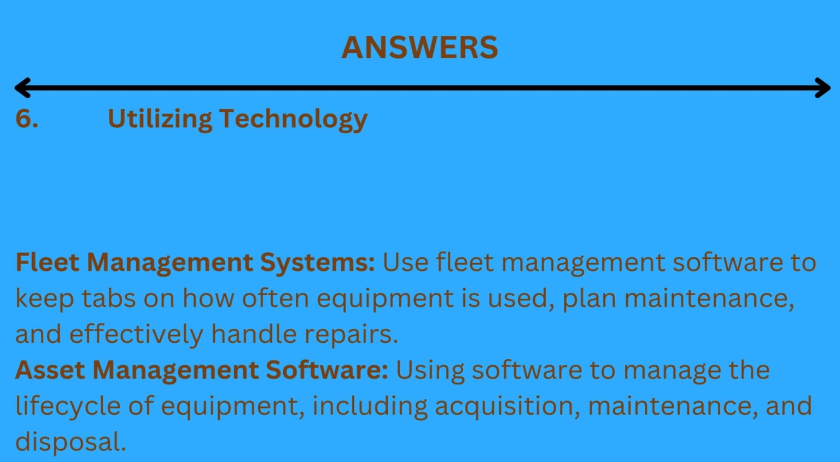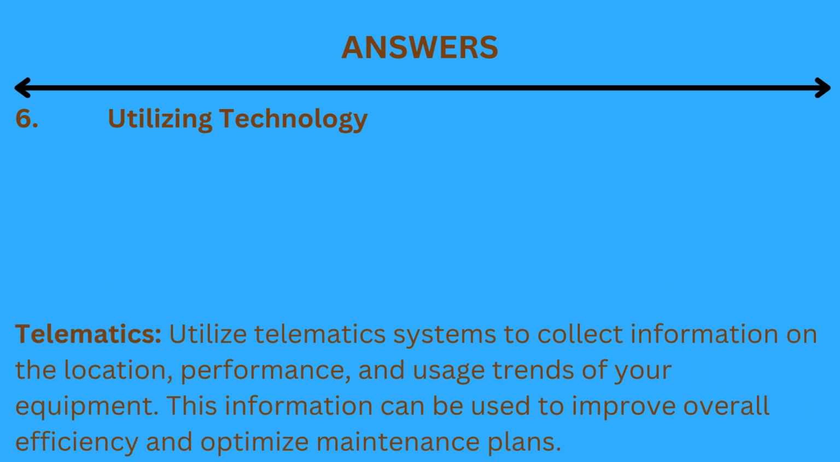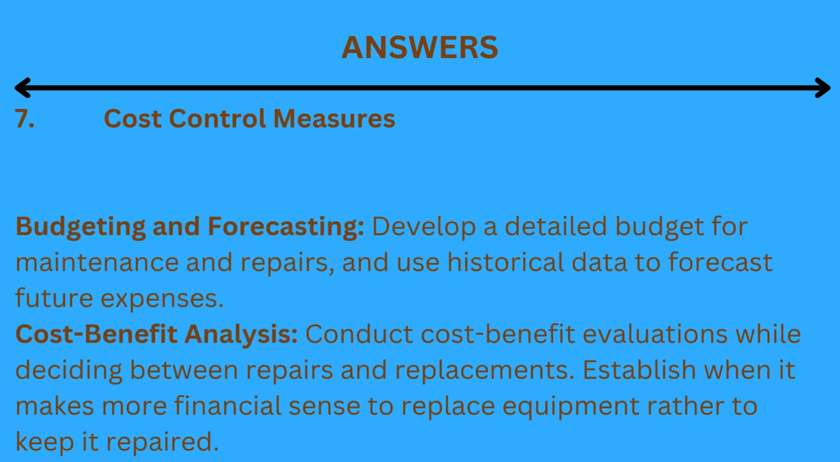B. Asset management software. Using software to manage the lifecycle of equipment, including acquisition, maintenance, and disposal. C. Telematics. Utilize telematics systems to collect information on the location, performance, and usage trends of your equipment. This information can be used to improve overall efficiency and optimize maintenance plans.